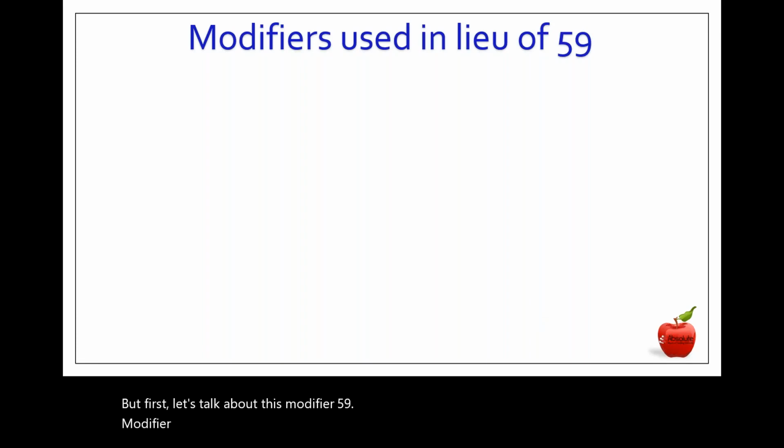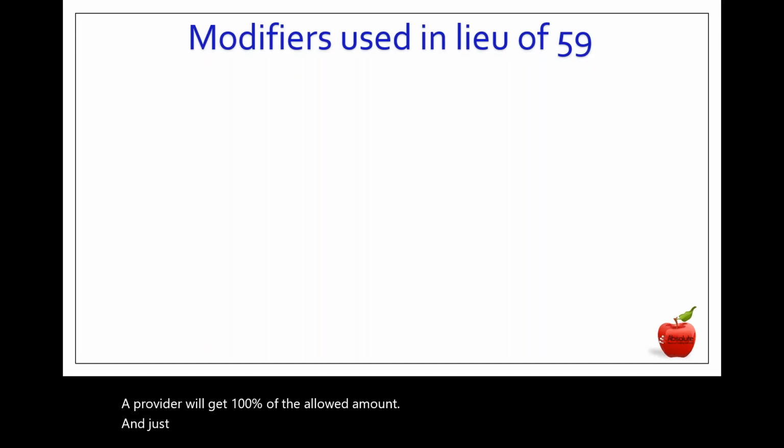Modifier 59 is one of the most overused modifiers, and this modifier is the most misused modifier, because by virtue of appending modifier 59 on a code, a provider will get 100% of the allowed amount.